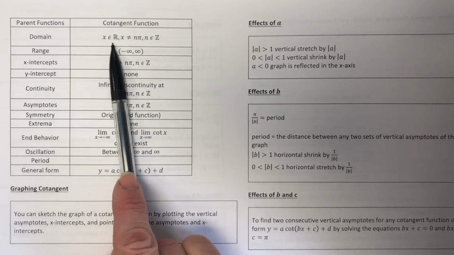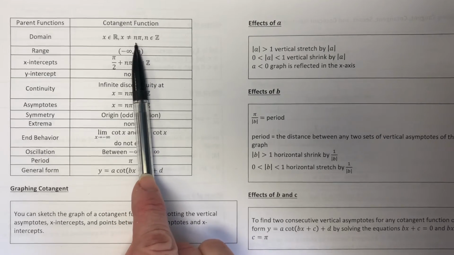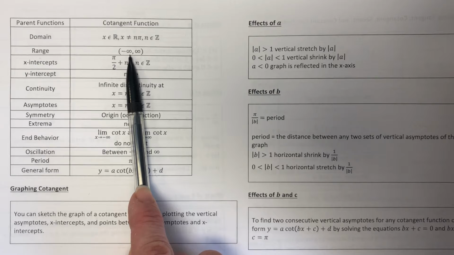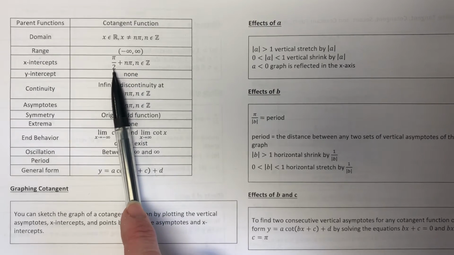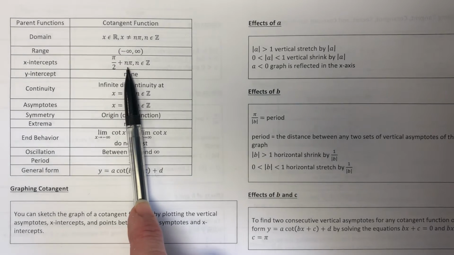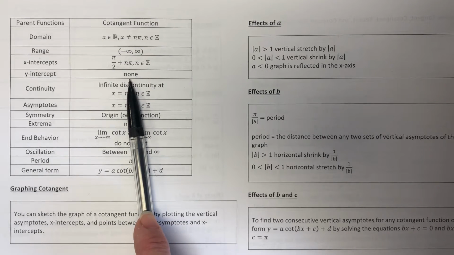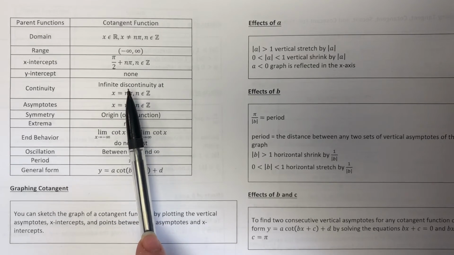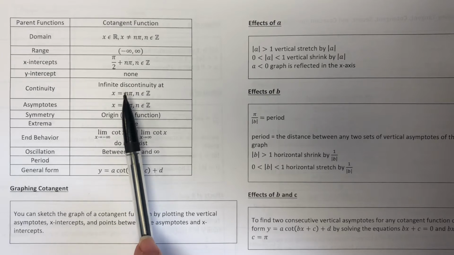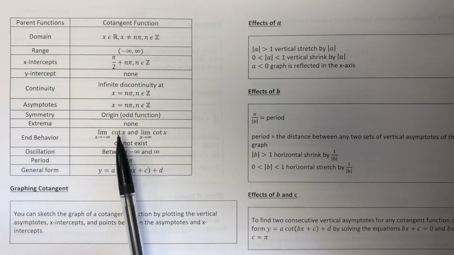So domain, all reals except multiples of pi. Range is still all real numbers. X-intercepts are going to be negative pi halves, and so on. There are no y-intercepts. The y-axis for the parent function is a vertical asymptote. So you still have your vertical asymptotes. The only difference is they start at 0, pi, 2 pi, 3 pi, and so on.